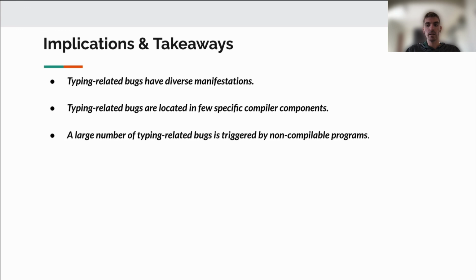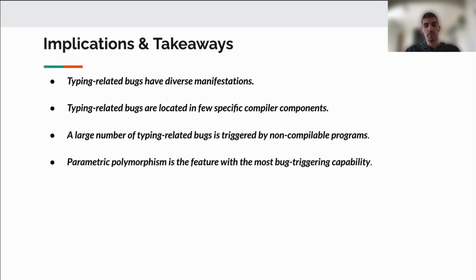Next, typing-related bugs are triggered by non-compilable programs. However, the generation of incorrect programs is a challenging task, as the generated programs must be slightly incorrect. A future research direction could be the proposal of new program generators and mutators that will produce such invalid test cases. As already mentioned, parametric polymorphism is the feature with the most bug-triggering capability. Hence, any future testing effort should focus on parametric polymorphism.